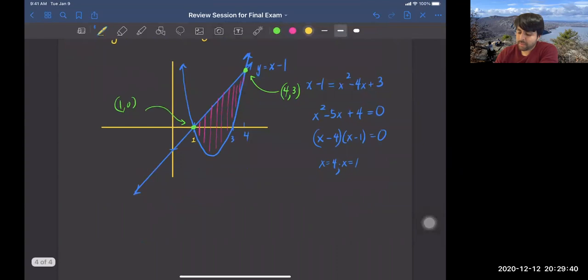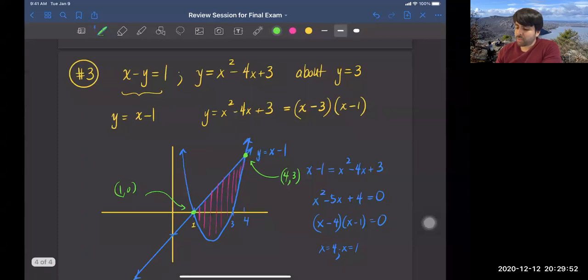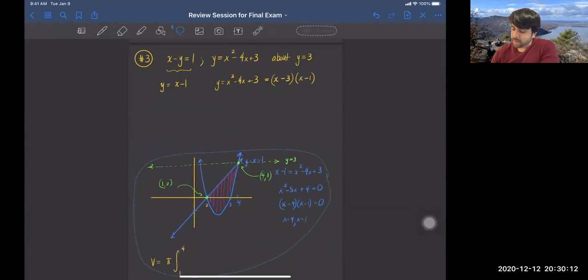So I know for a fact that my volume is going to include pi from the x values from 1 to 4, right? That's going to be my bounds of integration. And now I'm going to be revolving this about y equals 3. So y equals 3 is where? This is y equals 3, axis of revolution, right? And so when I revolve this, I'm not going to be able to fit everything in here. So maybe I'm going to move this to the bottom here.